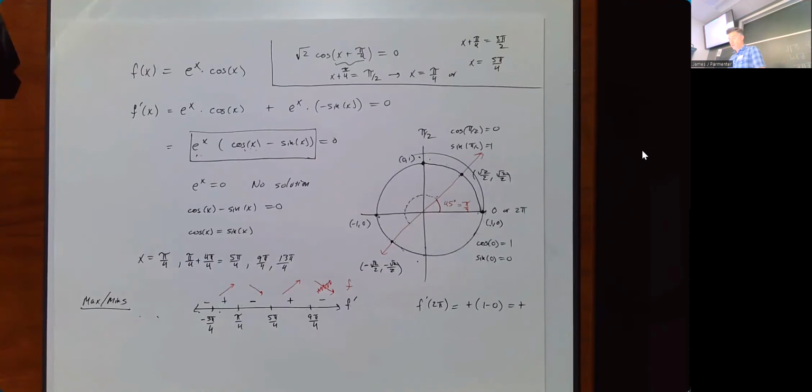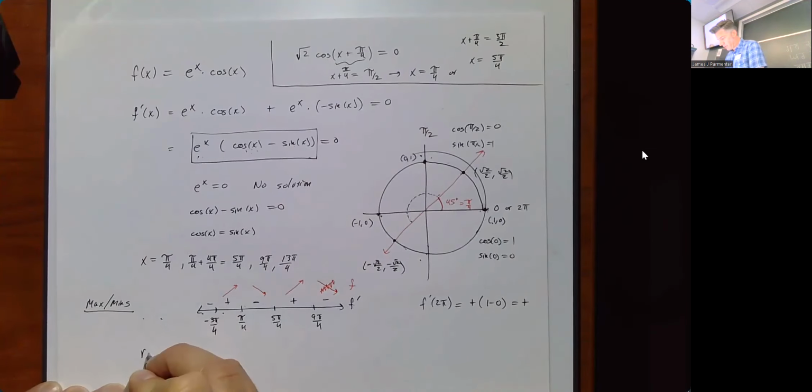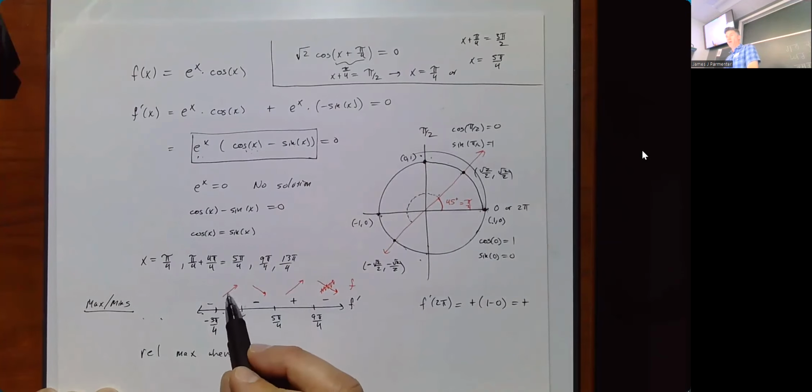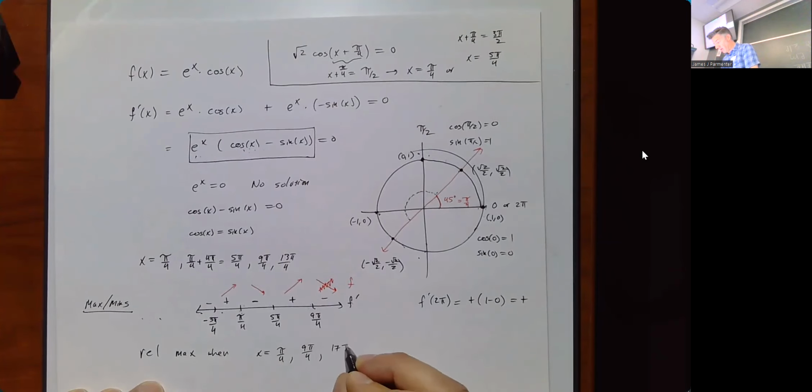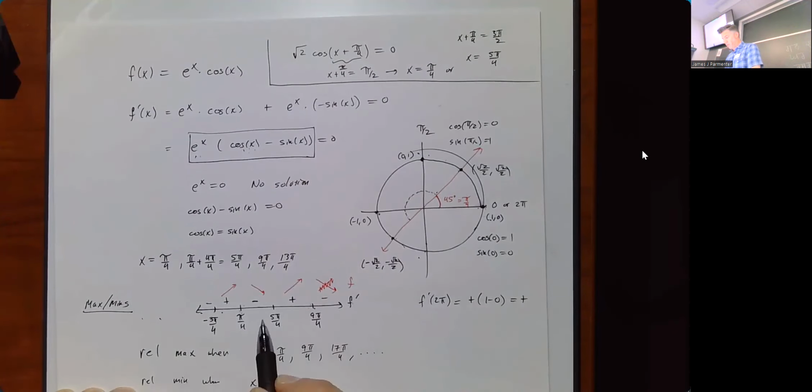Like that. So for this example, we can see that we have a relative maximum right here because the function was getting bigger, and then after pi over 4 was getting smaller. So a relative maximum when x is pi over 4, and then 9 pi over 4. And then the next one would be another 2 pi later at 17 pi over 4. And then the relative minimums are going to be when x is the other value. So when it's going from decreasing to increasing. So at 5 pi over 4, we'd also have one over here at negative 3 pi over 4, which I should have listed first.